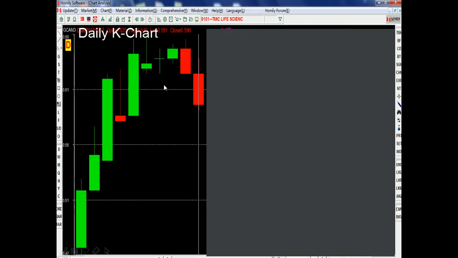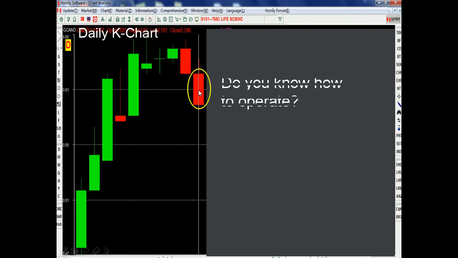Okay, here is the chart. This is the candlestick chart, for daily. You just see this going up for the short term, and here goes a correction. So here is the circle. You can see this candlestick. Do you know how to operate? This candlestick is the normal one, different from the trend expert. So do you know how to operate if you have no indicator?